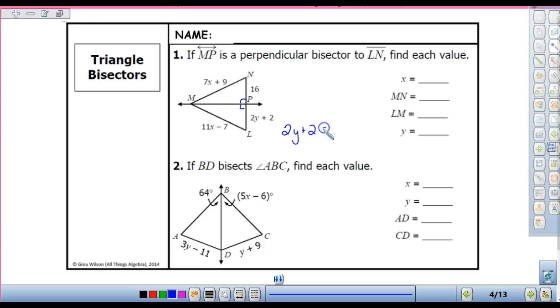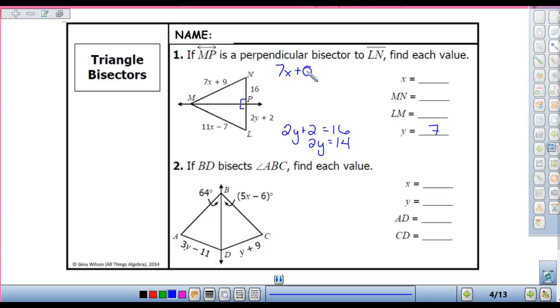2y plus 2 equals 16, so 2y equals 14, and y is 7. Okay, so y, alright. So what do I also know, if that's a perpendicular bisector, what do I also know about these two parts? They're going to be congruent as well.